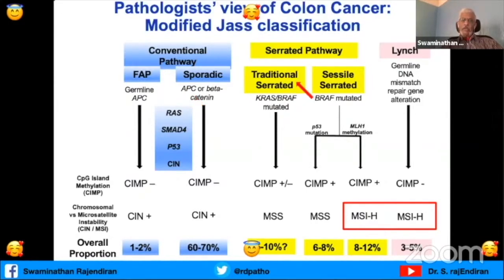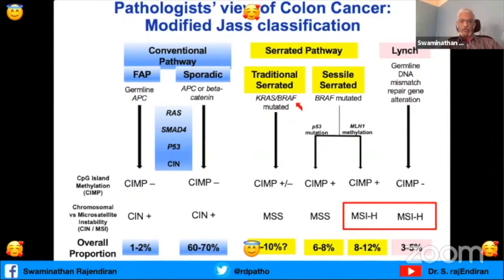Coming to traditional serrated, it is usually associated with the KRAS or BRAF mutation, and it is microsatellite stable. And this tells you the percentage of tumors in this type. And in Lynch syndrome, what happens? That is microsatellite unstable, MSI high. And when the MSI is high, you have to check the germline. When there is germline mismatch repair gene alteration, then you call it Lynch. When it is there only in the tumor, not in the germline, then we call it Lynch-like. That we will see in just 1 minute.